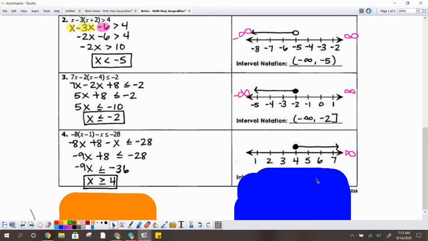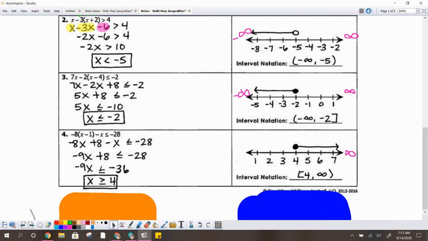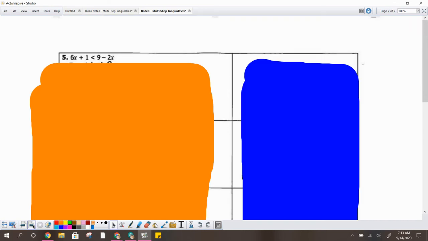And then when we're writing our interval notation, we'll have our bracket on our 4 because it is a closed circle. And then since we're going towards infinity, that's going to be the second part. All right, so a couple more.